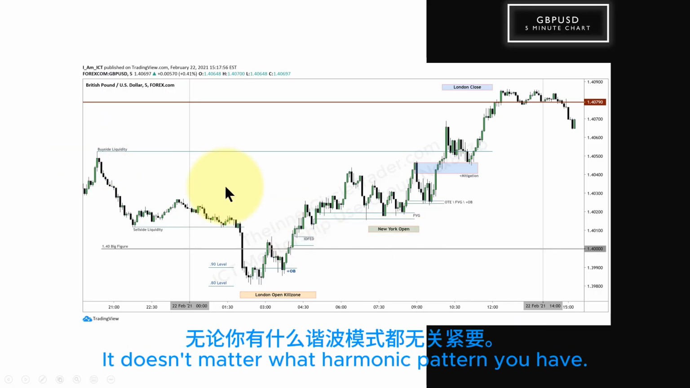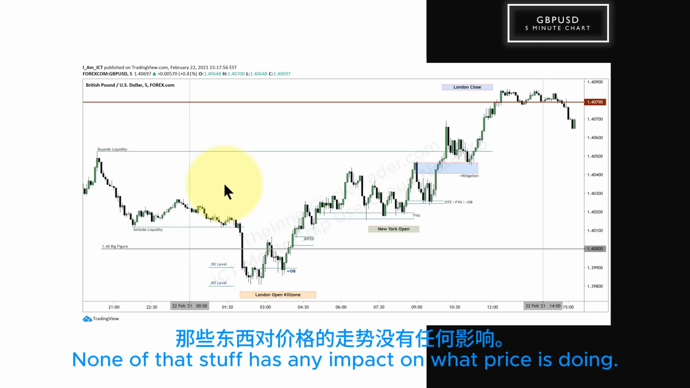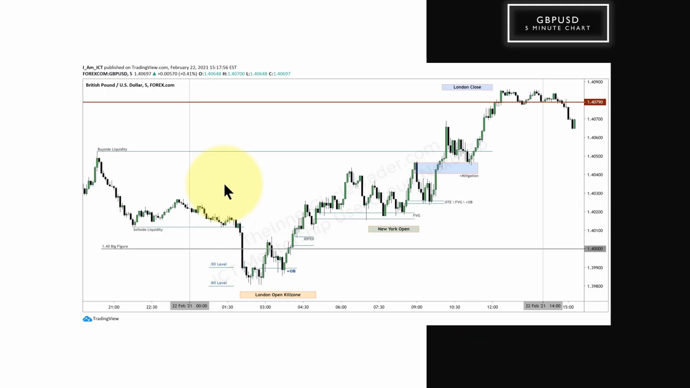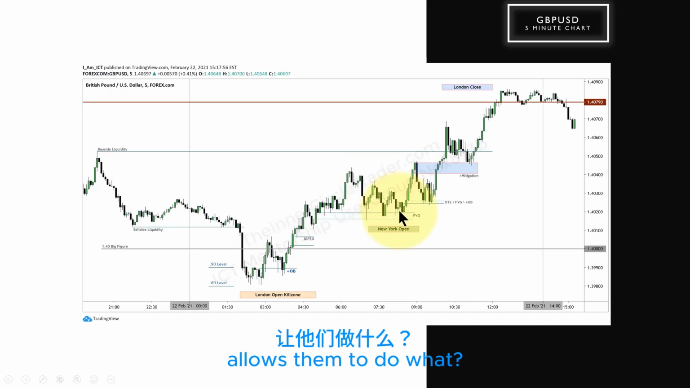It doesn't matter what harmonic pattern you have. It doesn't matter what wave Elliott found this morning to ride on. It doesn't make a difference. None of that stuff has any impact on what price is doing. It's marching up, and then it gets right to a New York kill zone, and it pulls back and allows them to do what? Onboard. Pick up orders, pick up orders, pick up orders, rally displacement.